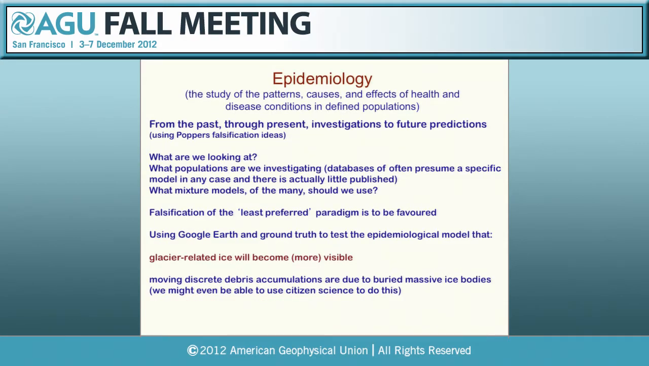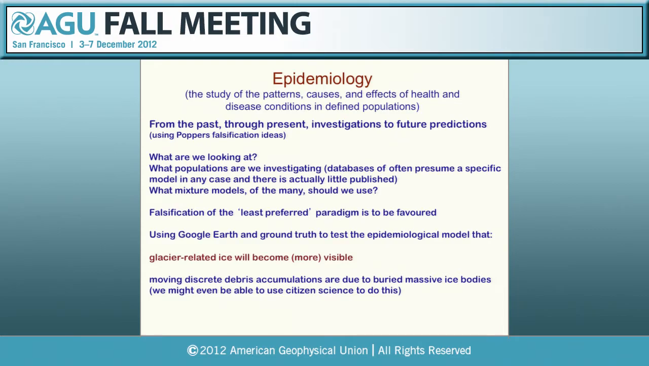So I now want to talk about the epidemiology of these features, to go from the past through the present and to look at what may happen in the future. So what are we looking at? We're looking at populations, and we've got a reasonable number of databases available for rock glacier-like features, but the trouble is that we're not always quite sure that they're talking about the same things. So the way I'm going to look at it is falsification of the least preferred paradigm, and that at the moment is the glacier ice cored model.